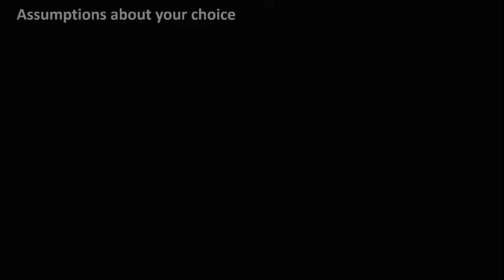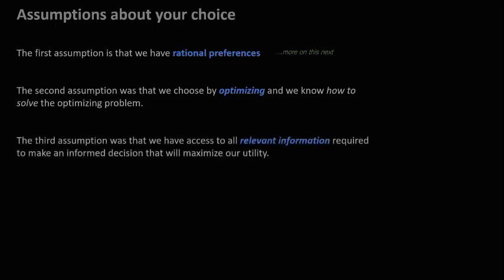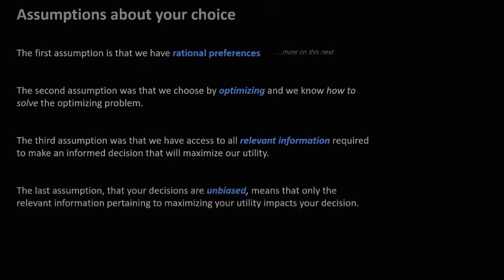Now let's quickly go through those assumptions about our choice. So the first assumption is that we have rational preferences. We'll do more on this in a second. The second one is that we choose by optimizing or maximizing our utility, and we know how to solve that problem. The third one is that we have all relevant information required to make an informed decision. And the last one is that we are unbiased.